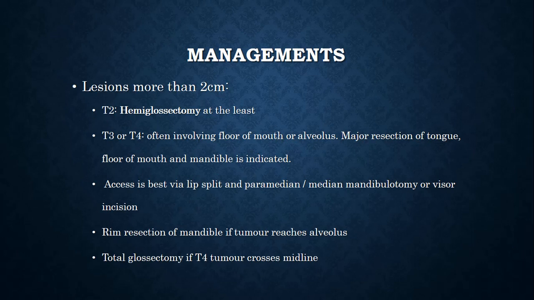But if the patient presented with a lesion that is more than 2 cm, that would be T2, hemiglossectomy should be performed at the least. While if the patient presented with a T3 or T4 lesion, they often involve the floor of the mouth and alveolus, so major resection of the tongue, floor of the mouth and mandible is indicated.